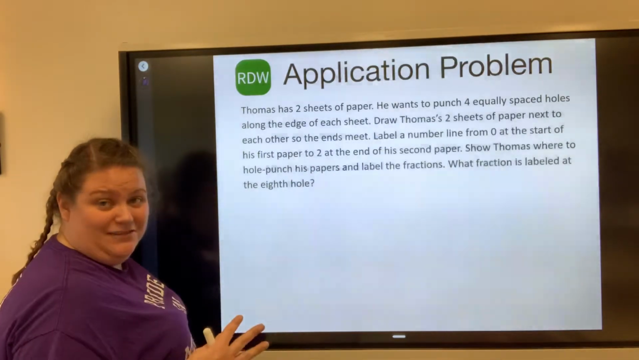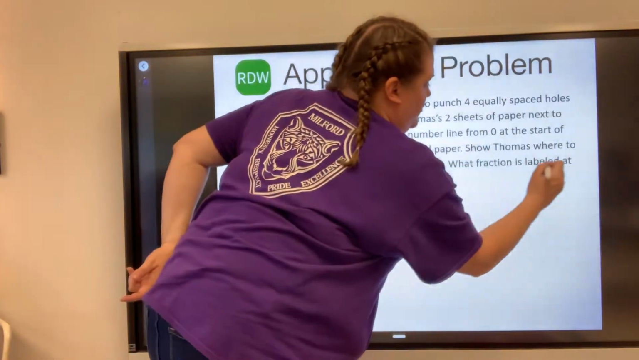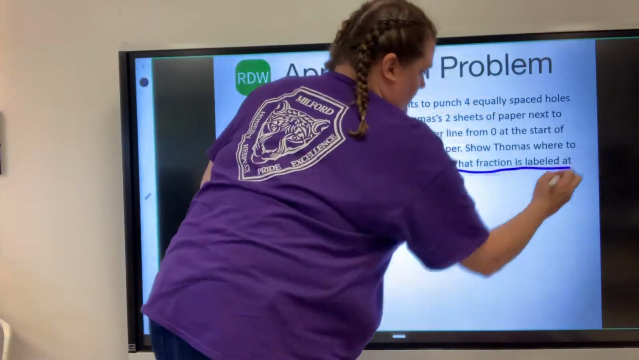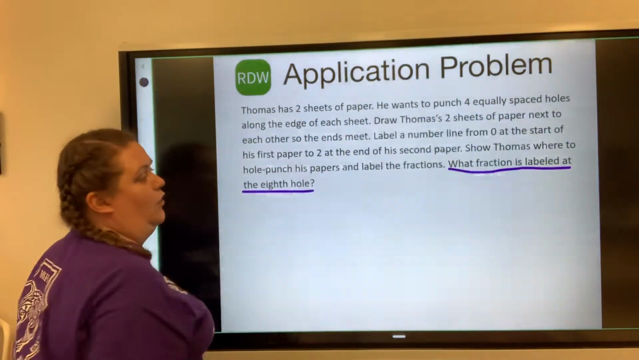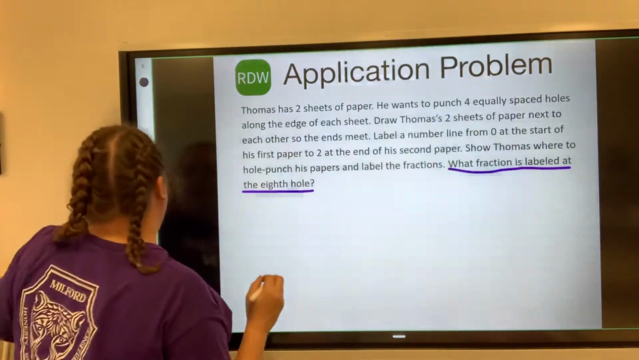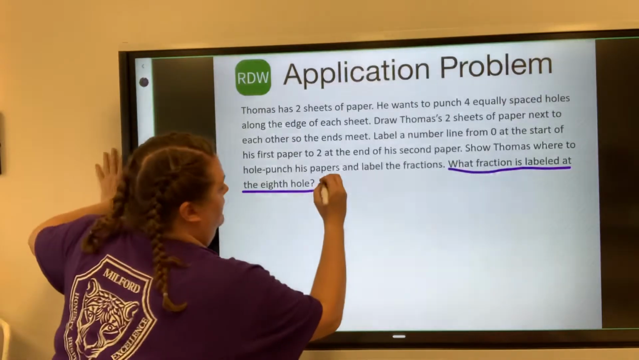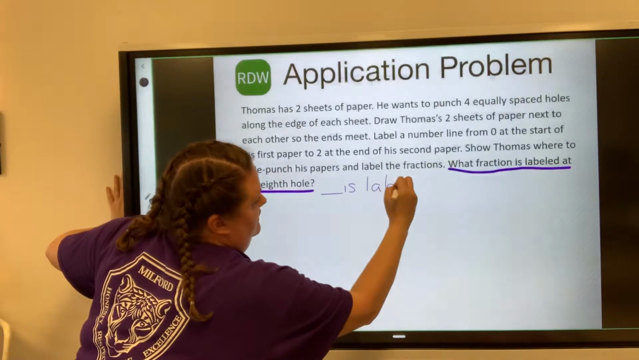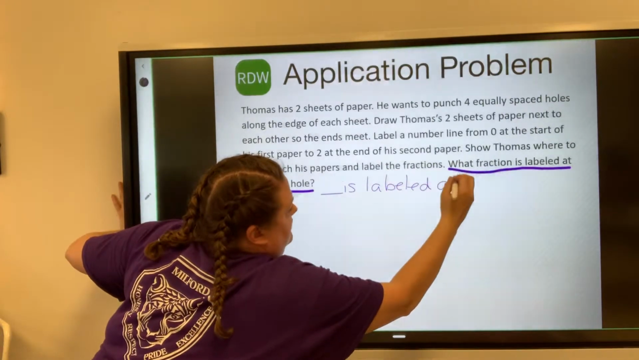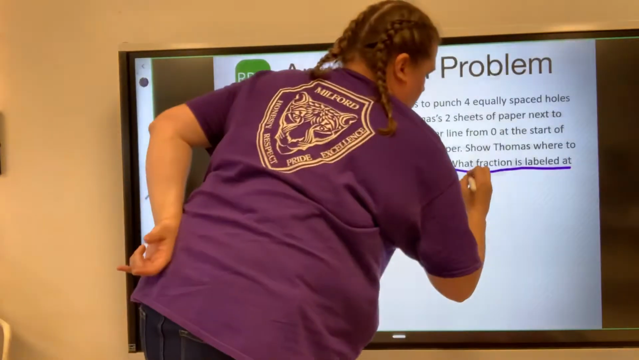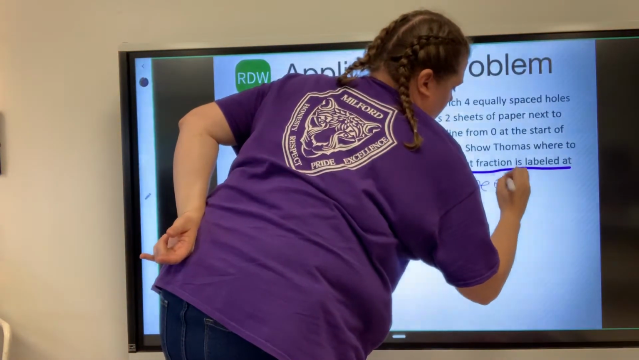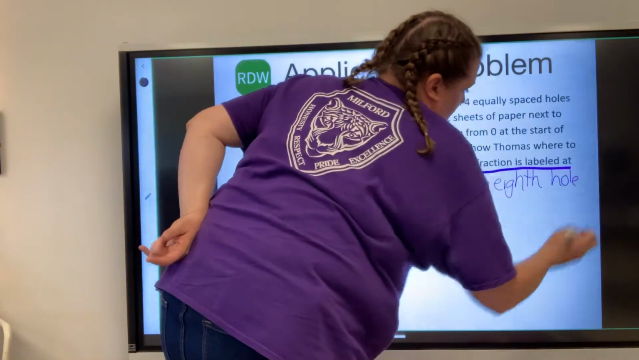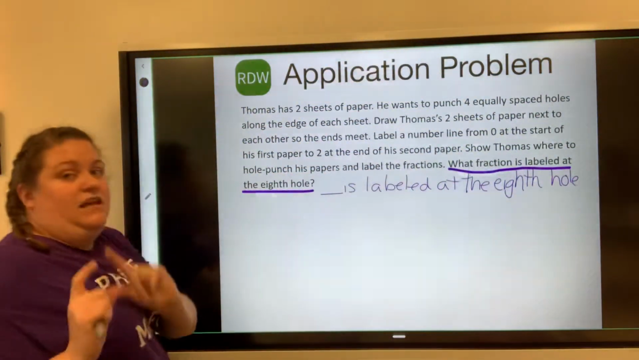So we've got a lot going on in this problem. What we're looking for is what fraction is labeled at the 8th hole. So I'm actually going to write that down so I know what I'm doing. Blank is labeled at the 8th hole. So just remember what I'm looking for. I'm trying to figure out what is labeled at the 8th hole.